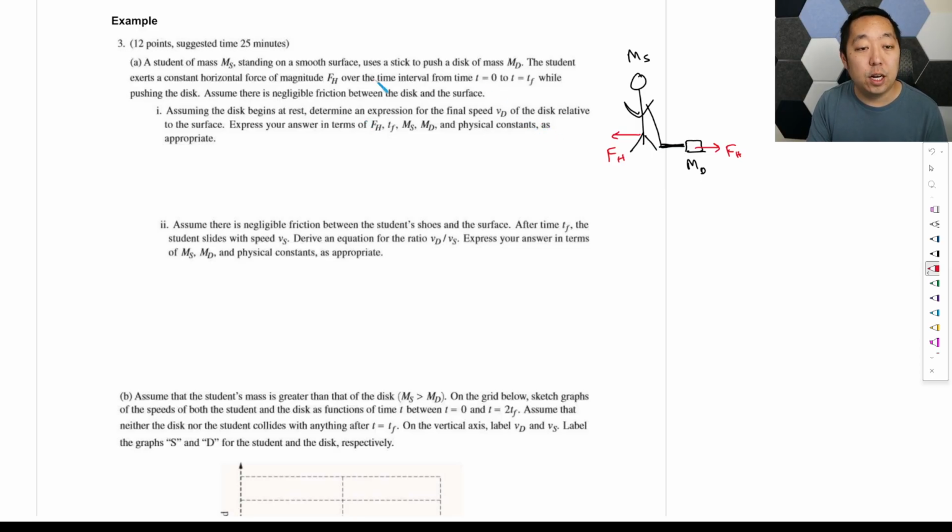Derive an expression, so it applies a force F_H over a time interval from 0 to t_f while pushing the disc. Assume there's negligible friction. Assuming the disc begins at rest, determine an expression for the final speed. So we've done this before, but let's just go through it again.